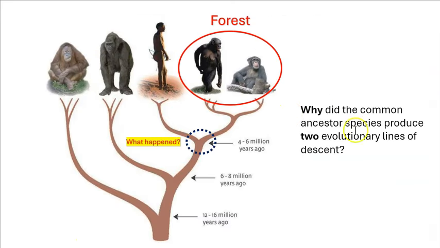So why did the common ancestor species produce 2 evolutionary lines of descent? We've just taken a look at how chimps live in the forest, and bonobos have some similarities. And the way they live in the forest today is thought to be similar to how the ape species, the common ancestor species, might have lived some 6-7 million years ago. But what caused the branching here, the split from one species into 2?